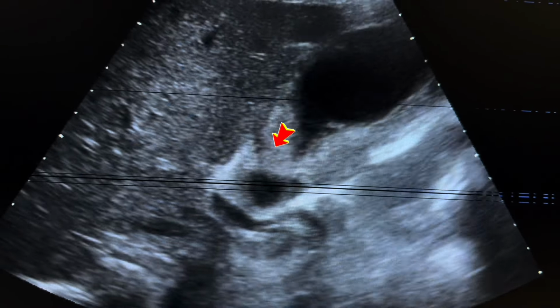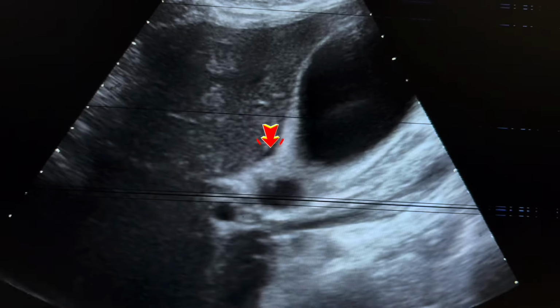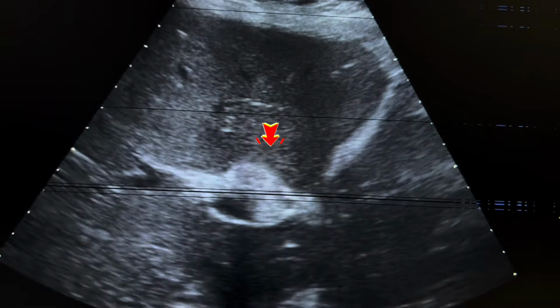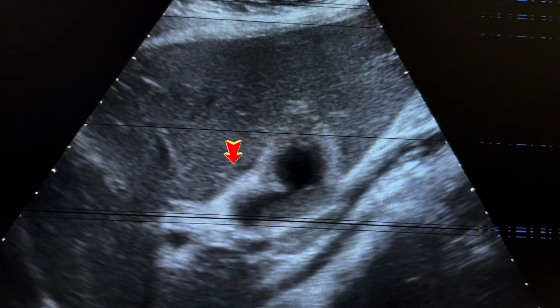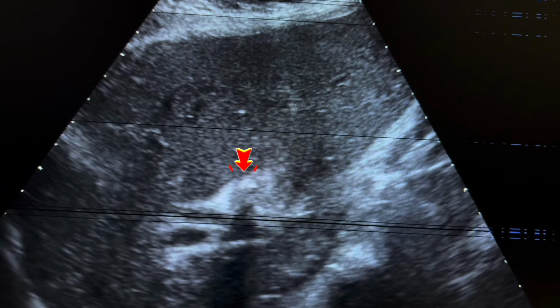This is junctional fold, which is normally present in the neck of gallbladder. Here we see the gallbladder wall is thickened and echogenic. But here we see a calculus which is present in the neck of gallbladder.